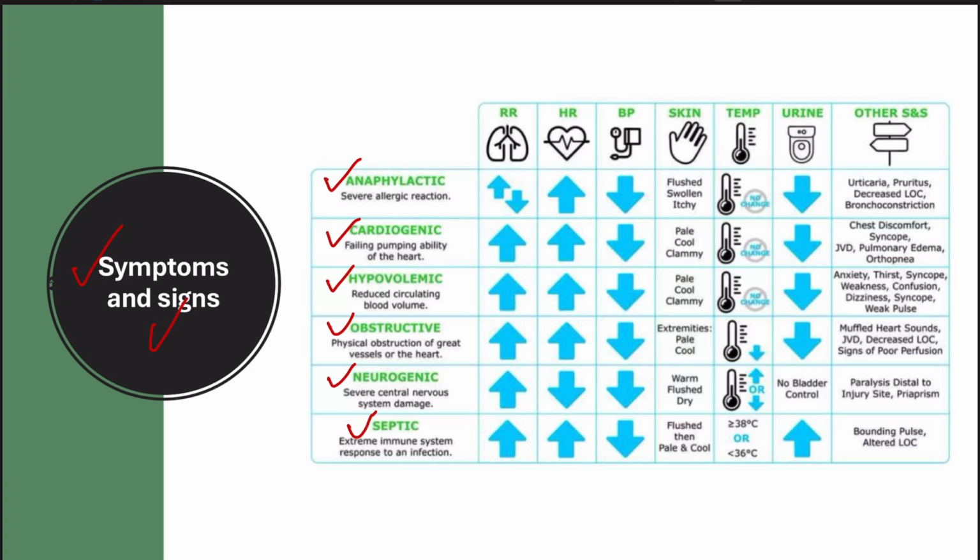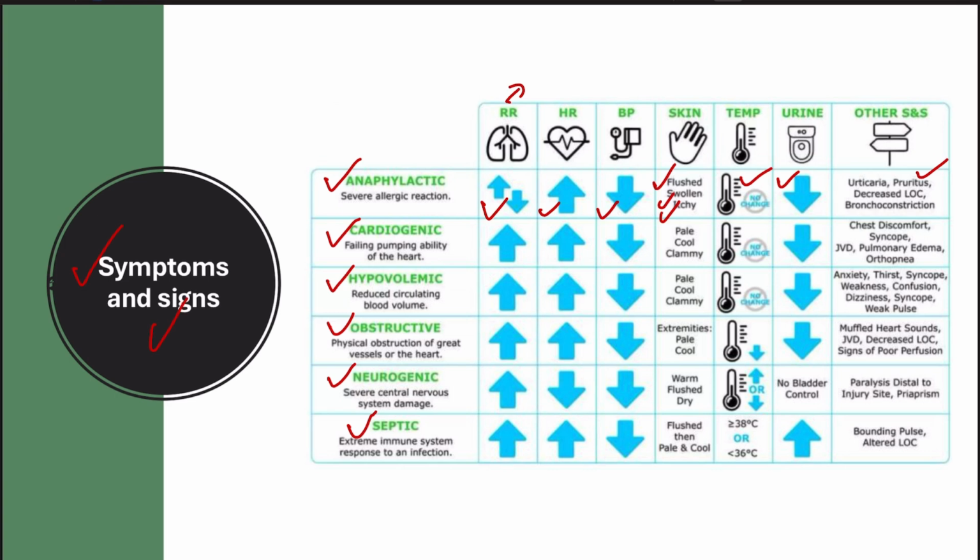In case of anaphylactic shock, the respiratory rate can either increase or decrease, heart rate will increase, and BP will decrease. Why? Because there is vasodilation, so there is a decrease in blood pressure, and the skin will be flushed, swollen, and itchy, because it is an IgE mediated reaction, so there will be degranulation of the mast cells, leading to the release of histamine, which causes vasodilation, leading to flushing of the skin, and it will also lead to pruritus, that is itching. Then the temperature remains almost normal, and the urine output decreases here. Other features which occur here include pruritus, as you can see.